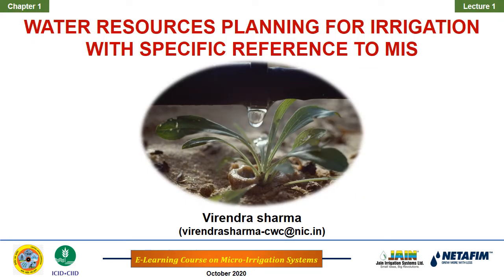Today in this lecture, what we are going to cover is water resources planning for irrigation, with specific reference to micro irrigation systems. Here, as we proceed, you would understand that as far as water requirement for irrigation is concerned, there is a similar procedure whether we work out water requirement for conventional systems or for micro irrigation systems.